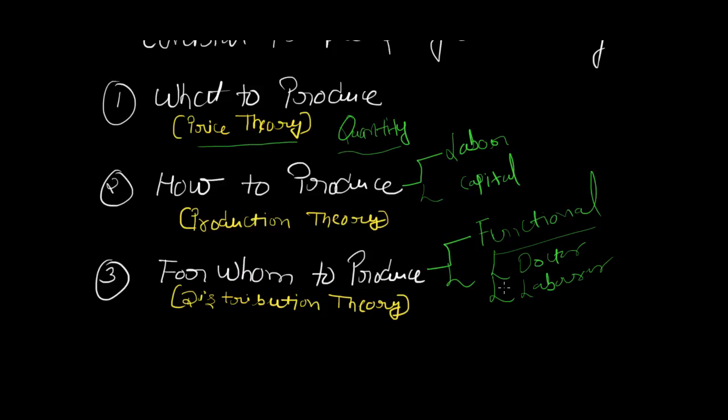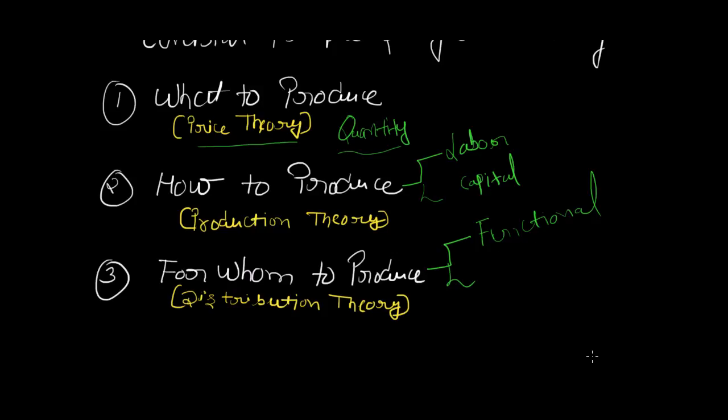What is the difference? Why are we paying more to the doctor, not to the laborer? It's because of their skill set. Although it might look unfair, but this is how it is. You pay a doctor much more than what you pay to the laborer. So for whom to produce is also about functional distribution. Who performs what function in the economy? So functional distribution is about what functions do you perform in the economy, and you should be paid accordingly, and that is how functional distribution operates.